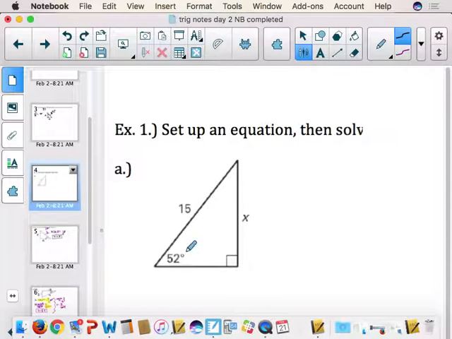On this particular picture, we have a 52-degree angle, and we need to label what sides we have. When we label the sides, we always start with the hypotenuse. From 52, x is the opposite, and this side down here is the adjacent. And so what trig function could we use?